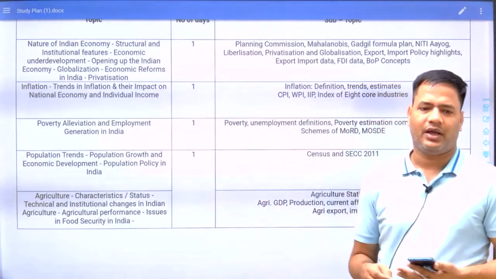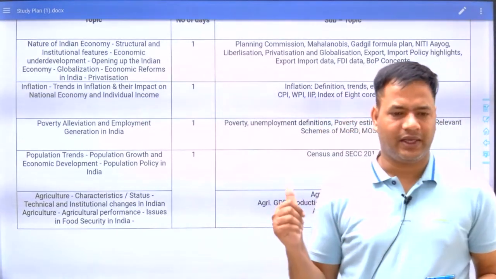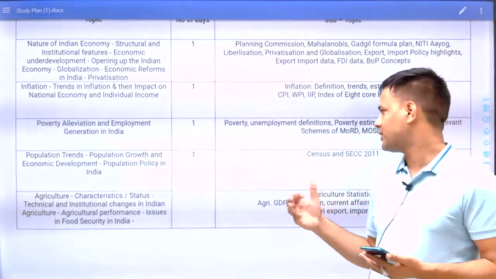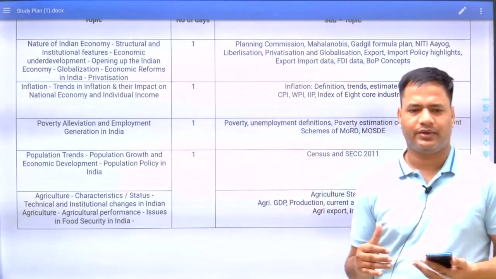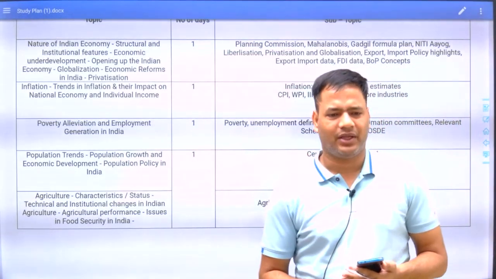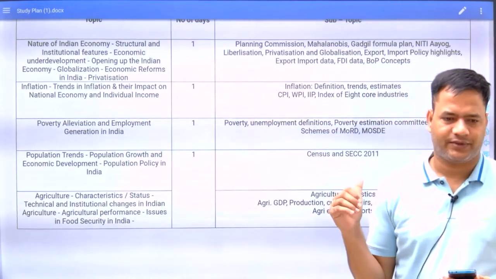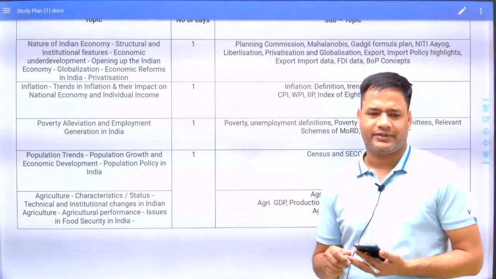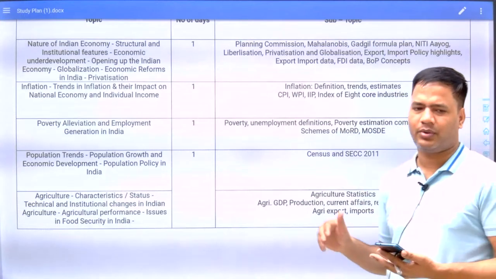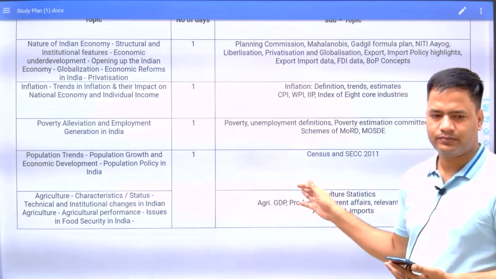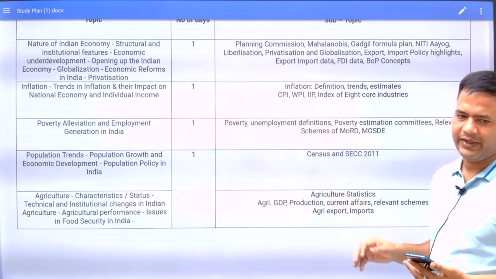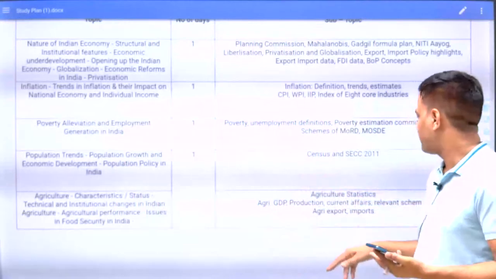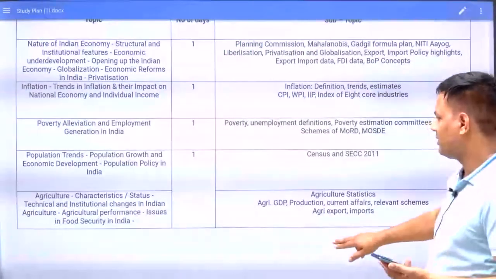Next is population trend. Always one question is asked from this chapter. Most probably they will ask from the Socio-Economic Caste Census or the census. You don't have to cram every data point given in Census 2011, because there is a lot of data. Basically cover important facts and figures, and the SECC is more important than the census, so you have to cram the SECC data. One question they can ask in phase one as well as phase two.